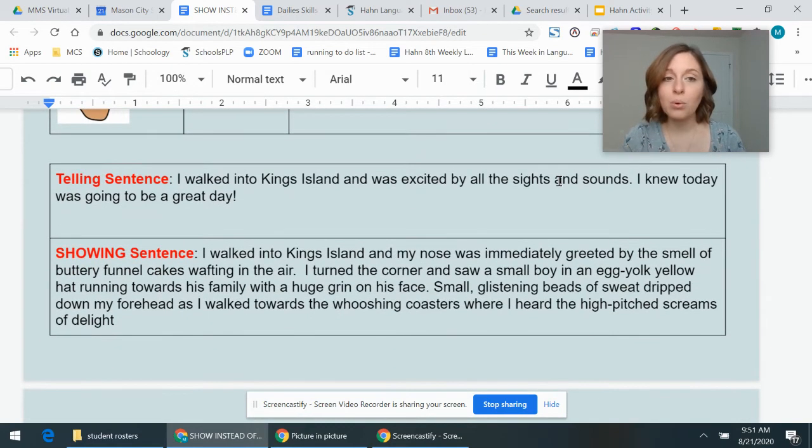So again, here's my boring telling sentence. I walked into Kings Island. I was excited about all the sights and sounds. I knew today was going to be a great day. Here is a transformed sentence that is a showing sentence.